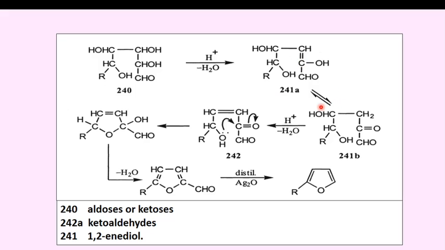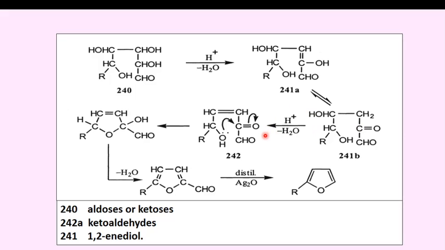And further, there is an internal rearrangement between these two carbon atoms. This hydrogen shifts from oxygen to carbon. That's why the double bond position changes. So a new double bond forms between carbon and oxygen. Then this is an internal rearrangement, just shifting of hydrogen.